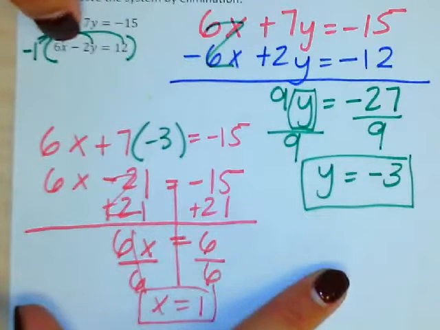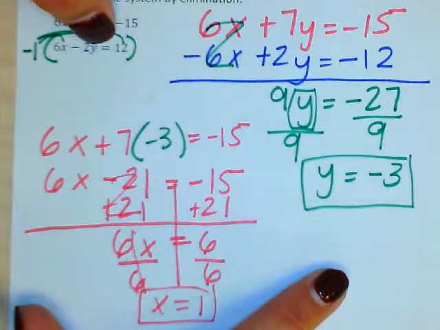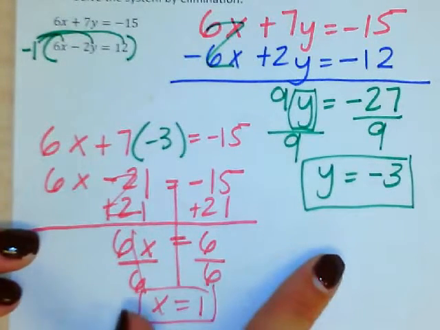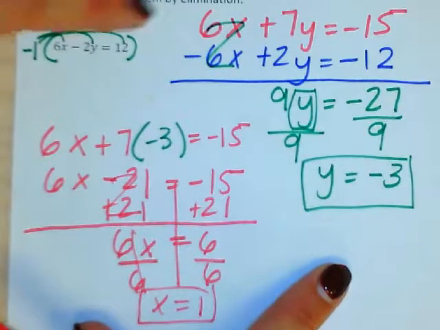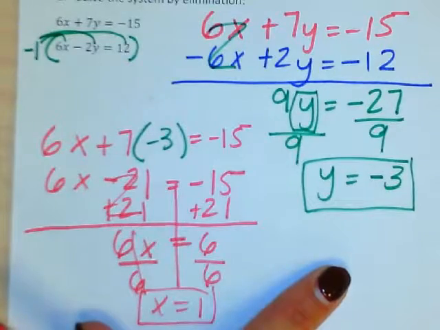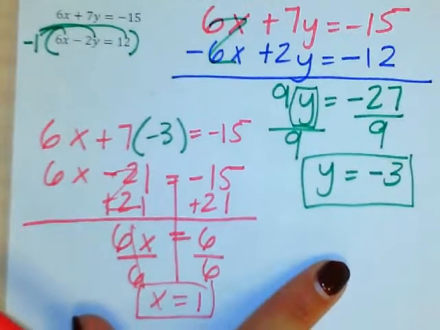You can try the other one. 6 times 1 is 6. -2 times -3 would give you 6. So 6 plus 6 is 12. So then we know that it is correct. So we would plug it in. You can do it by hand, or you can plug it in the calculator like we check equations, and the calculator will tell you true if it's correct or false if it's not correct.